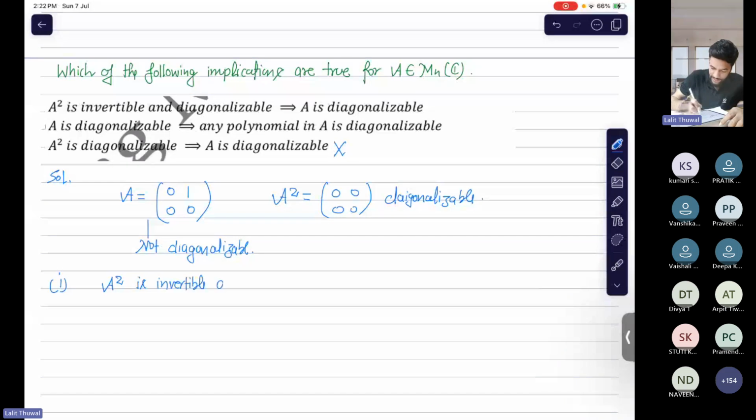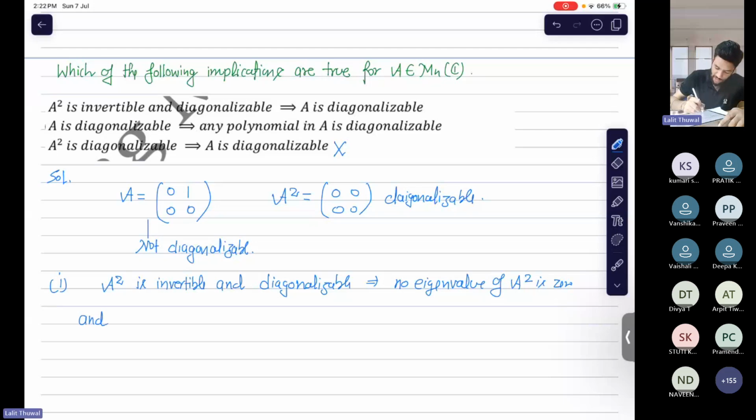Invertible and diagonalizable. So what does this imply? If it is invertible, this implies that no eigenvalue of A square is 0. And the minimal polynomial of A square is a product of distinct linear factors, right? Because A square is diagonalizable, so the minimal polynomial would be the product of distinct linear factors.